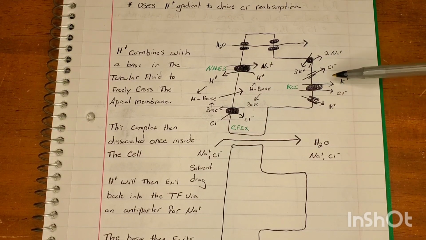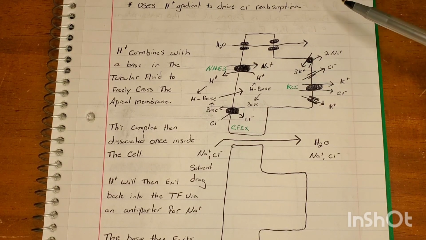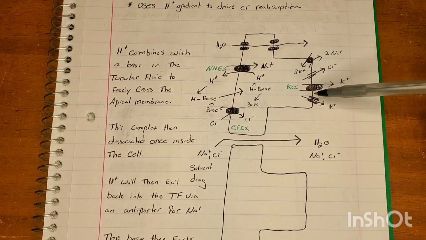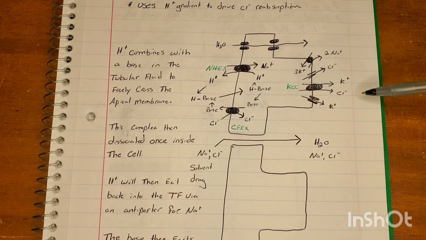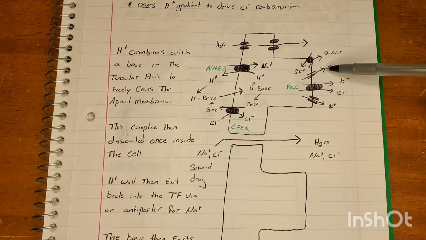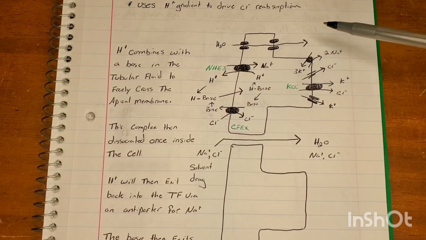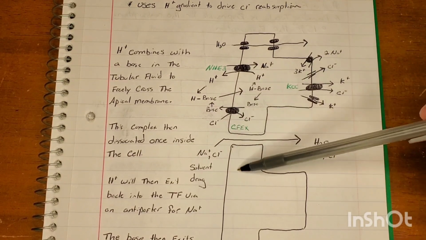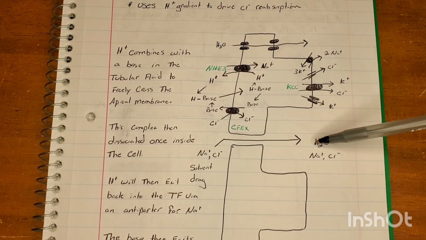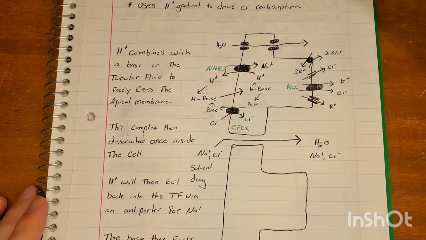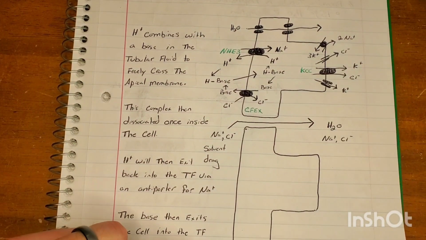And then on this side, we have chloride and potassium, and they're going to be pushed out with their gradients. There are leak channels also for potassium and chloride, and once again everything's set up by this sodium potassium ATPase. We still have the ability for water to go paracellularly, so we're going to get some solvent drag as well. That's pretty much it for the proximal straight tubule.